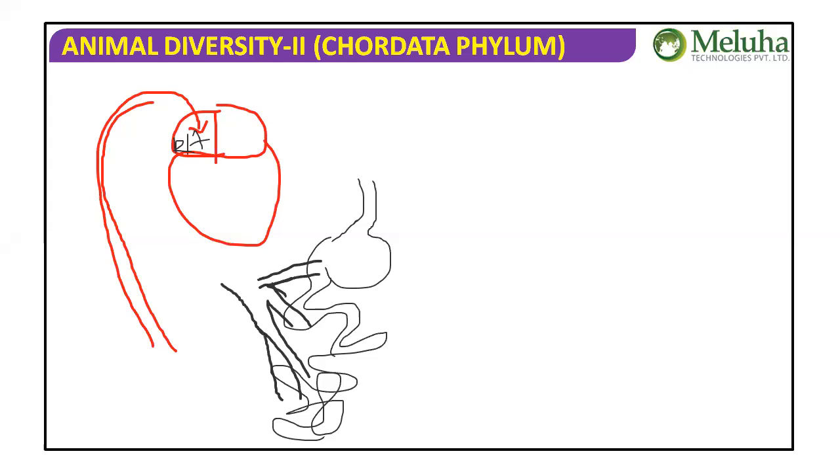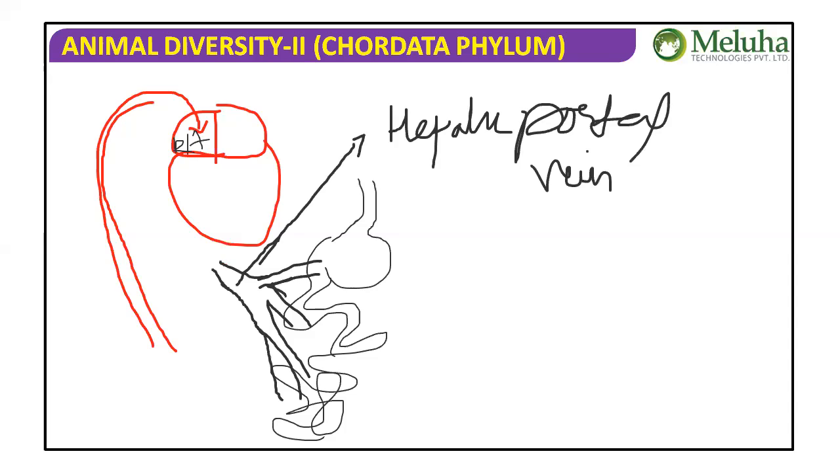Okay, no need to remember all those veins. All those particular veins are going to fuse into a vein called the hepatic portal vein. All those veins are going to form the hepatic portal vein. Okay. So this hepatic portal vein opens into the liver, not into the heart. So now if I ask the same question, who collects blood from the alimentary canal?